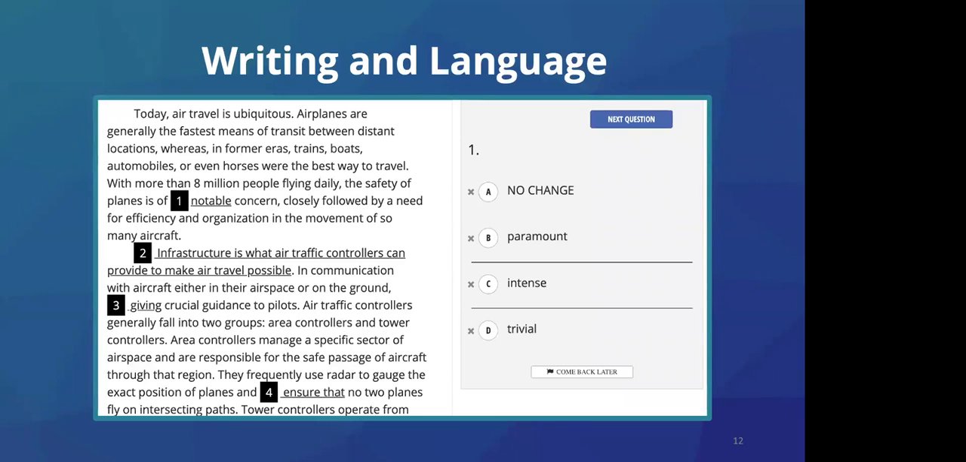Next, we're going to move on to the SAT writing and language. So you'll get 4 passages. There'll be 44 multiple choice questions. Each multiple choice question has 4 answer choices. The questions refer to an underlined portion of the passage, a section of the passage, or the passage as a whole.